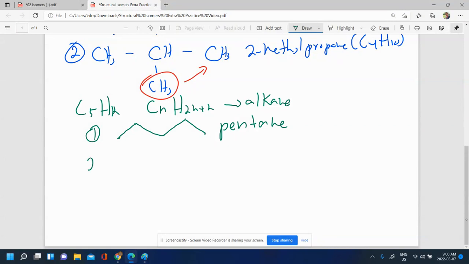I'm then going to try and do another chain that's a bit shorter. So I'll reduce it by 1 and just put a branch somewhere. So 1, 2, 3, 4, and I'll put a branch here. And if I do that, I get 2-methylbutane.